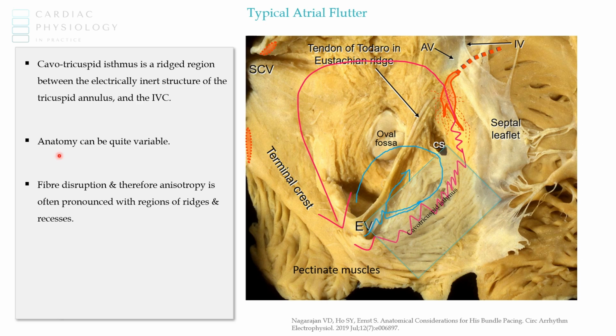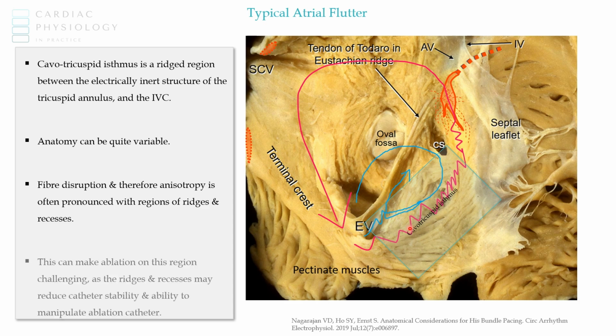You can appreciate from the anatomy here that it's quite disrupted and that there's a lot of fiber disruption here, and this fiber disruption predisposes this region to anisotropic slowing of conduction velocities. This makes ablation challenging, and it makes this area predisposed to acting as the slow limb of a reentrant circuit, which is part of the reason why cavotricuspid isthmus dependent flutter is so common.